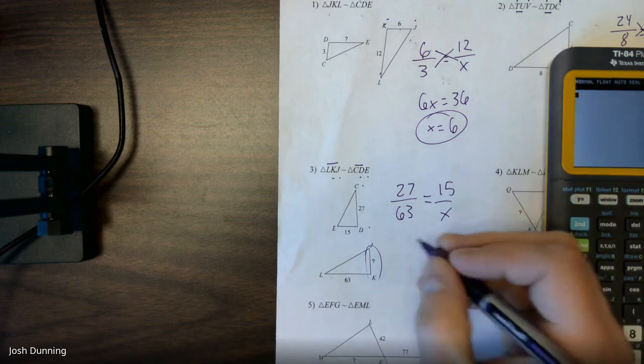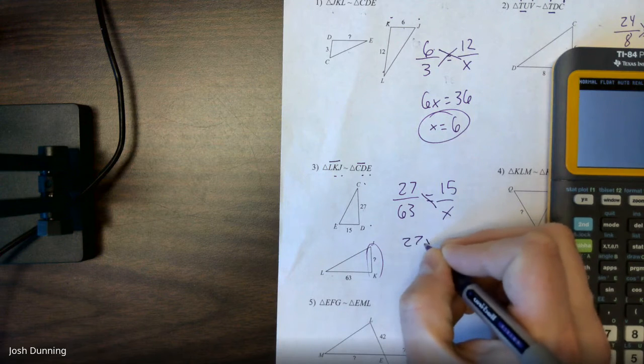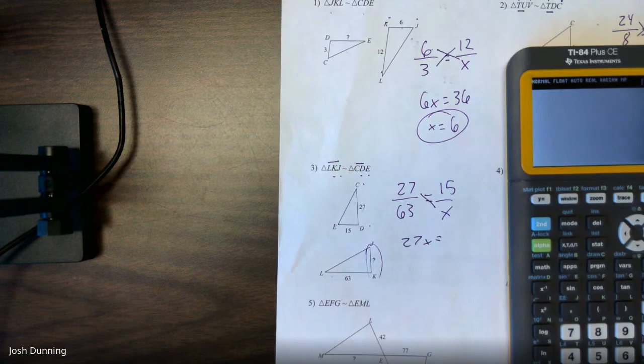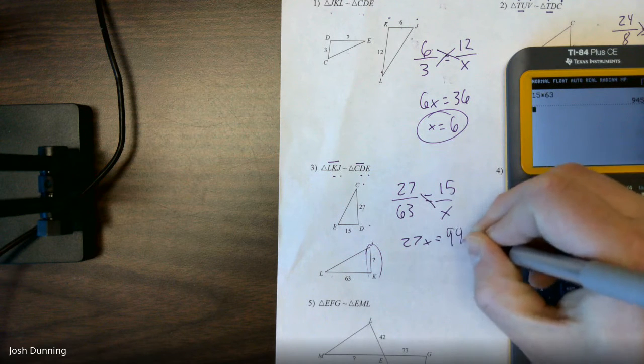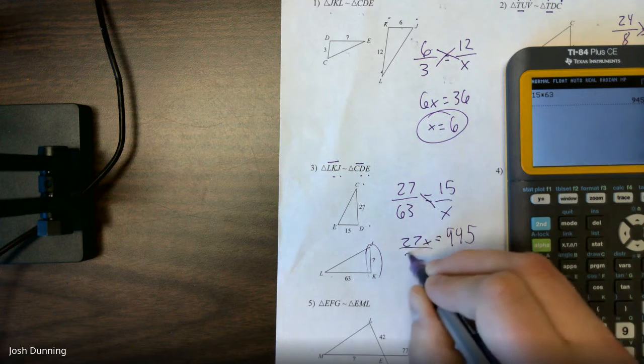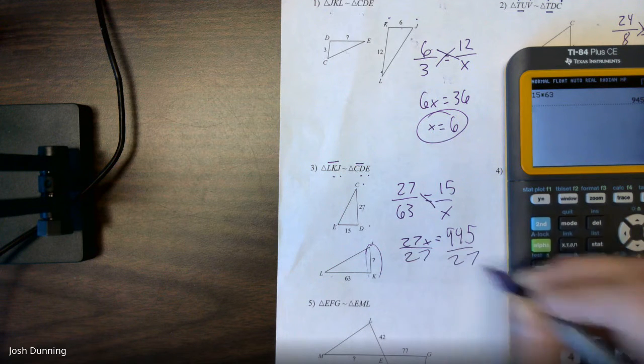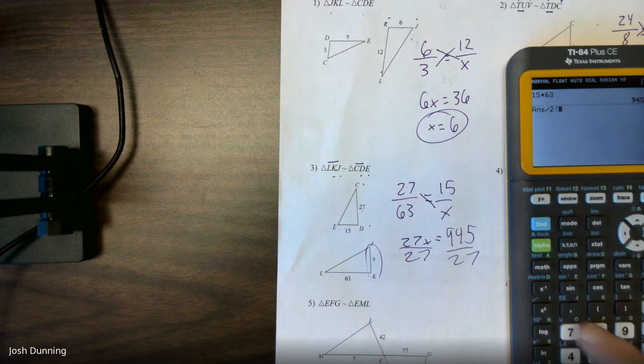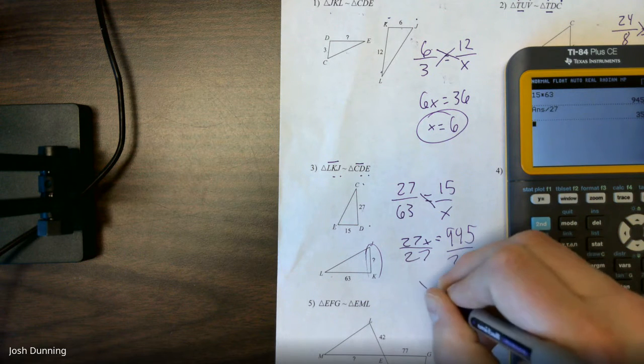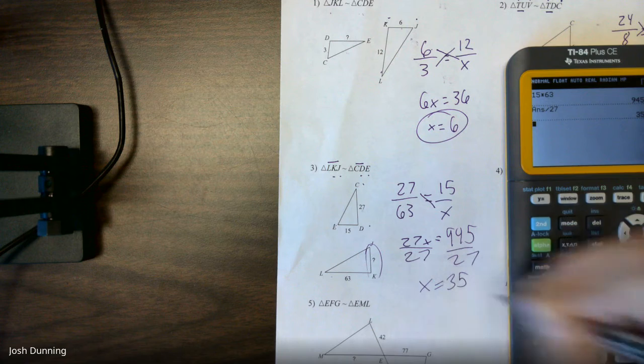So cross multiply, 27X. And then maybe break out your calculator for this. 15 times 63, 945. Divide by 27. 35.